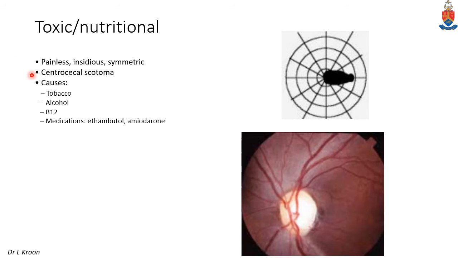In toxic nutritional disorders, there's often a cecocentral scotoma and disc pallor. The vision loss is painless, insidious, and symmetrical. Causes include tobacco, alcohol, B12 deficiency, ethambutol, as well as amiodarone toxicity.